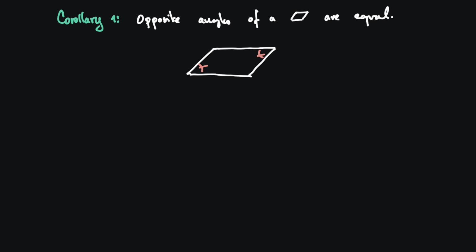So these two are equal or congruent, and these two are also congruent, right? So if we name this parallelogram A, B, C, D, what we have is that angle A is congruent with angle D, and angle C is congruent with angle B. All right, so this is what this corollary is saying.